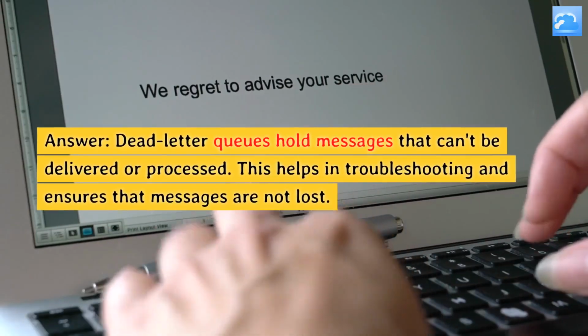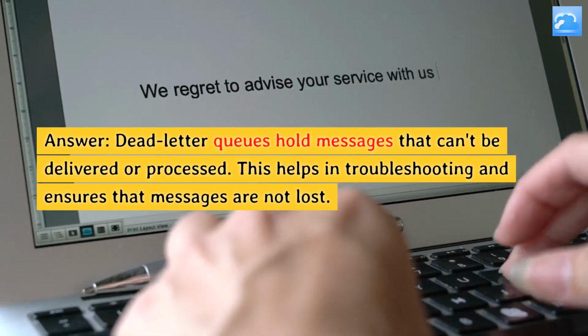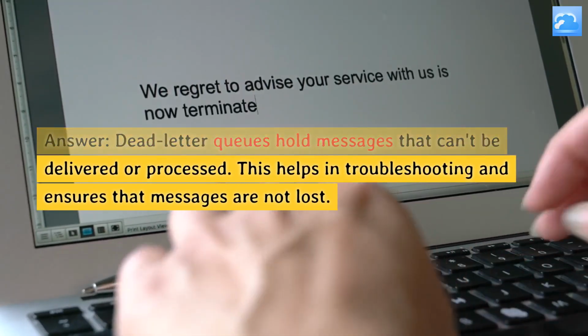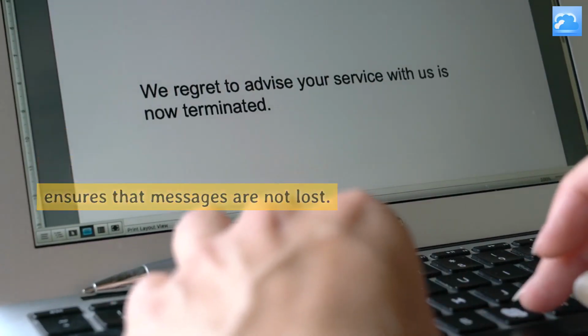9. Question: what are dead letter queues in Azure Service Bus? Answer: dead letter queues hold messages that can't be delivered or processed. This helps in troubleshooting and ensures that messages are not lost.